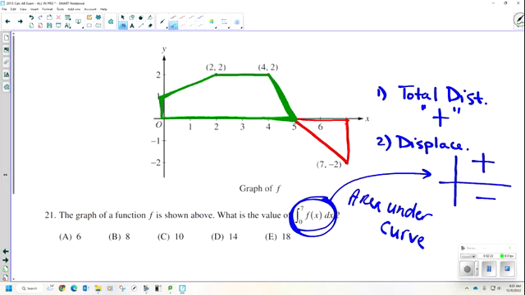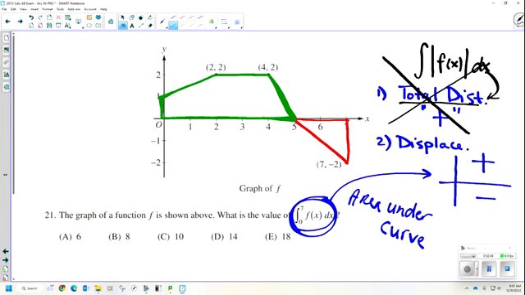If they wanted us to do total distance, the problem would say maybe this is the speed of a car, what's the total distance the car goes? Or if they give us an integral, the integral would have the absolute values in it. So that would be total distance. There are no absolute value bars in the integral for problem 21. So we're not doing this. We're doing displacement here. Let's find our areas.